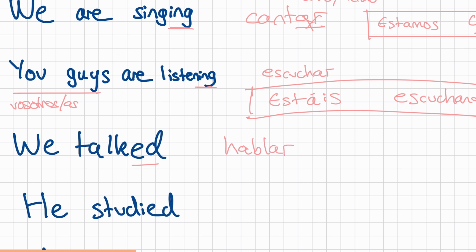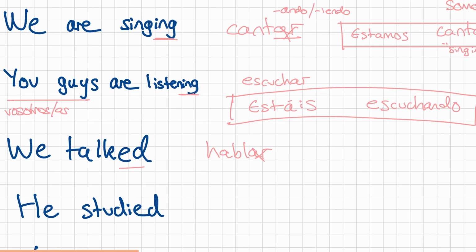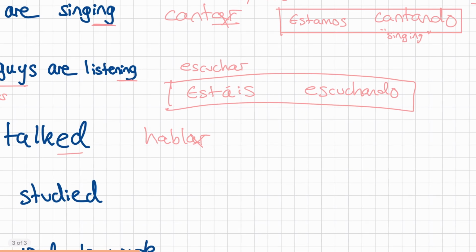So yeah, let's use hablar. So get rid of the last two letters. Now it's we. So in the present tense, this is amos. In the preterite, it's also amos.